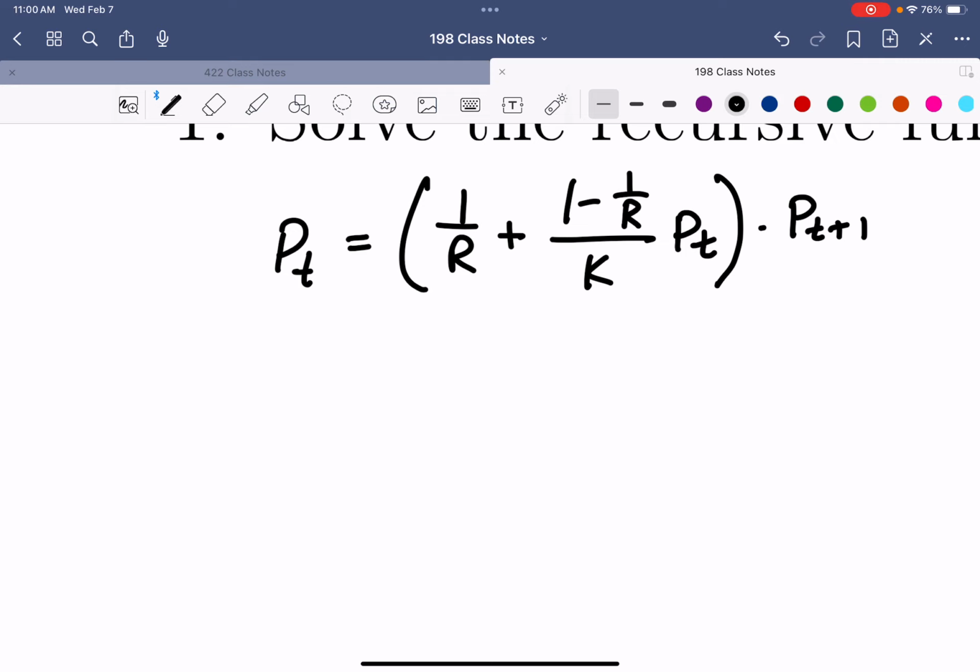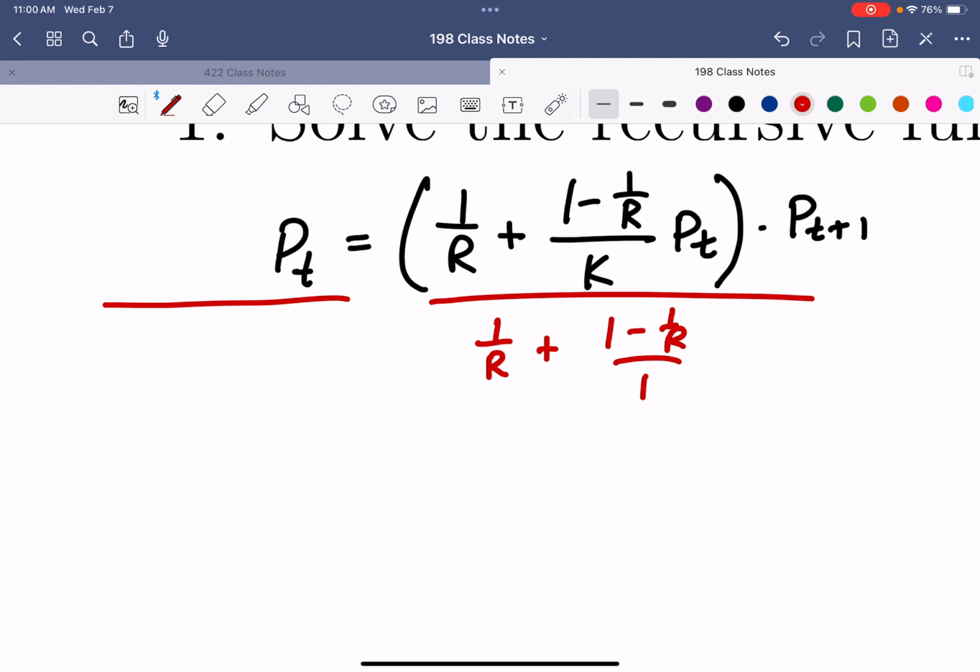Okay, now I want to get all of my P_t's on the same side. I'm going to do two things here. I'm going to flip this from left to right so that my P_{t+1} is on the left. So I have P_{t+1} equals. And I'm going to divide both sides by this big term, the 1 over R plus 1 minus 1 over R over K P_t, both sides.